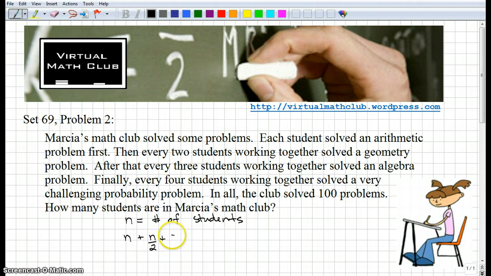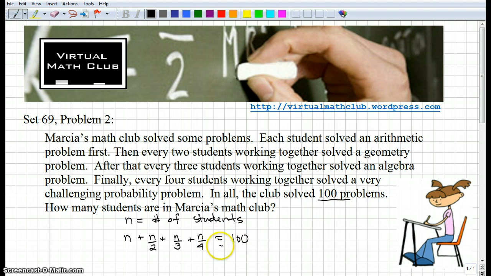And then every three students working together solved an algebra problem, so the number of algebra problems is n over 3, because for every three students, you get one algebra problem solved. And then finally, every four students working together solves the probability problem, so the number of probability problems is going to be n over 4. And we're told that the club solves a total of 100 problems. So if we added up all of the arithmetic, geometry, algebra, and probability problems, then we should get 100.